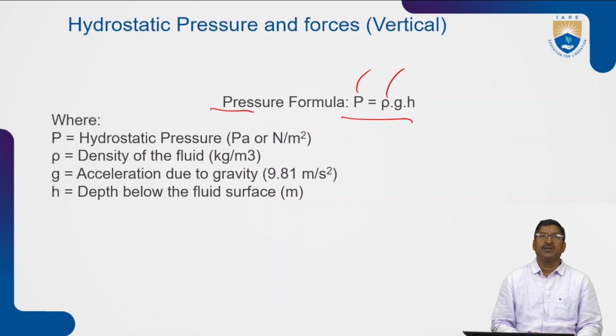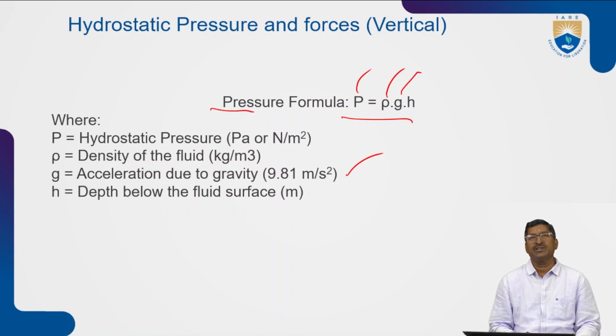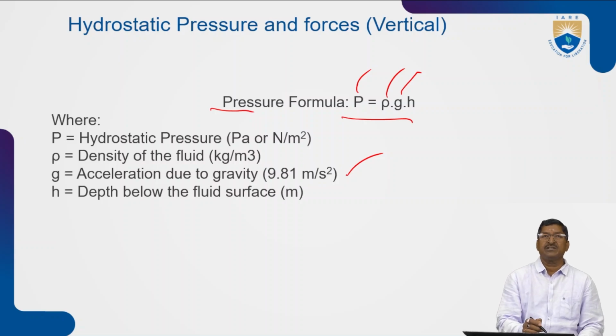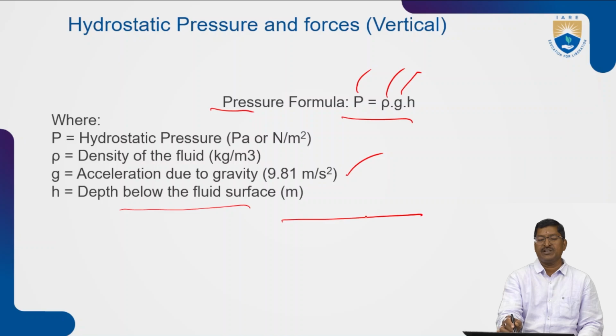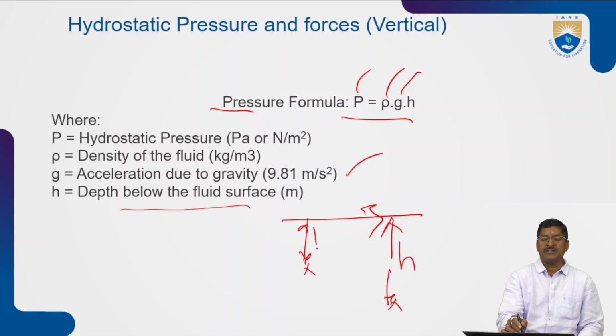So ρ is in kg per meter cube, and pressure is in pascals or Newton per meter square, whereas g is the acceleration due to gravity, 9.81 meter per second square, a constant for the earth. Then h is the depth below the fluid surface. If the fluid surface is here and the point is here, then this is h.